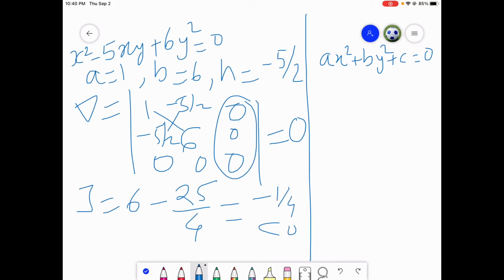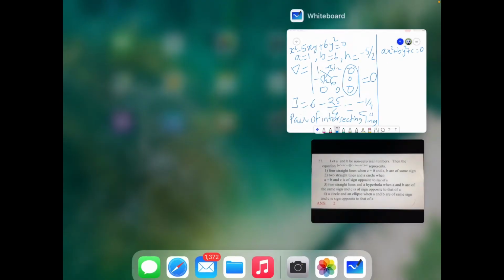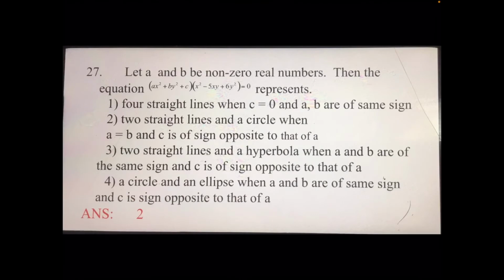So I know that this is a pair of intersecting lines. This is the real pair of intersecting lines, right? So I know definitely my equation number 2, this particular equation x square minus 5xy plus 6y square, is a pair of intersecting lines. So if you go to option number 4, it says a circle and an ellipse. So this option is anyway ruled out because we have 2 straight lines, minimum 2 straight lines. So option number 1, 2 or 3 are still legit, valid. We'll see which of them are correct.